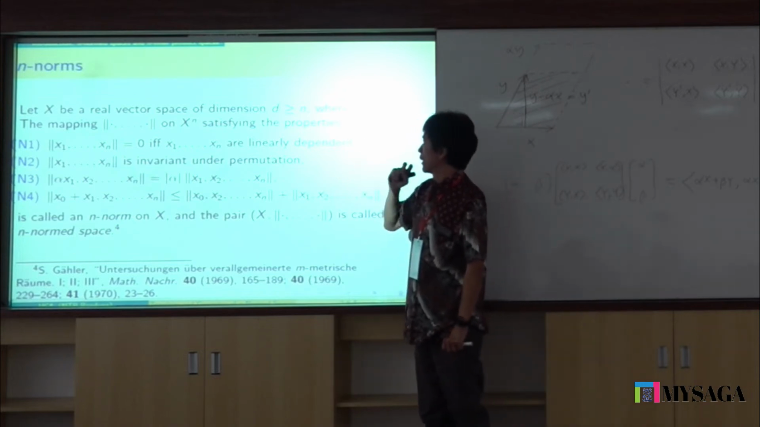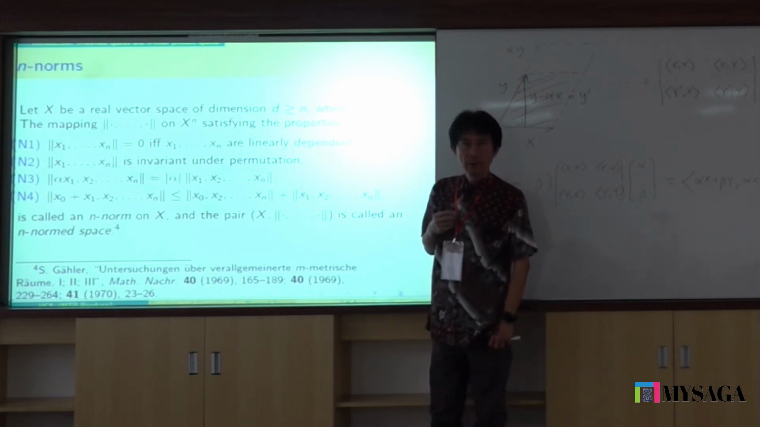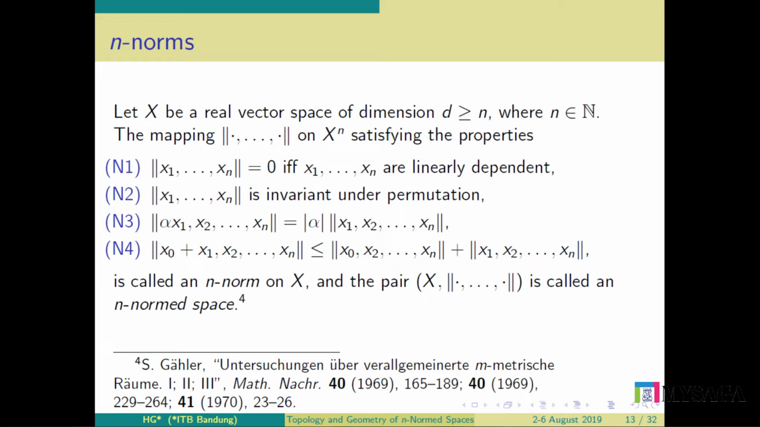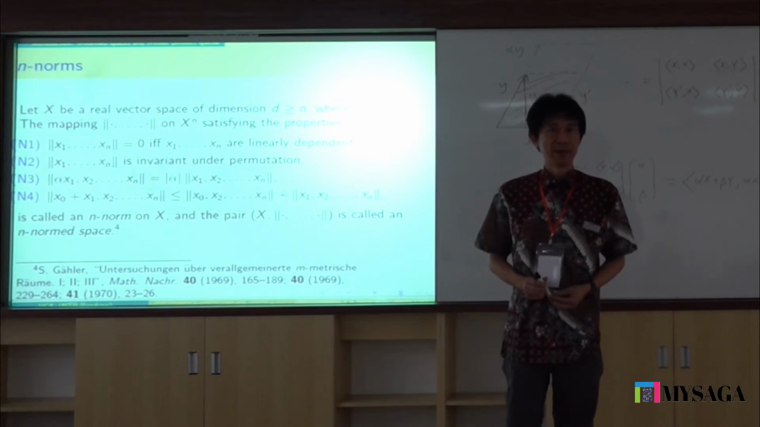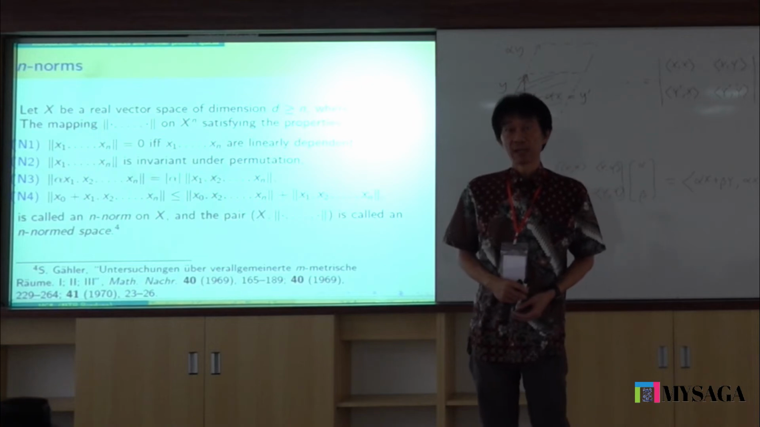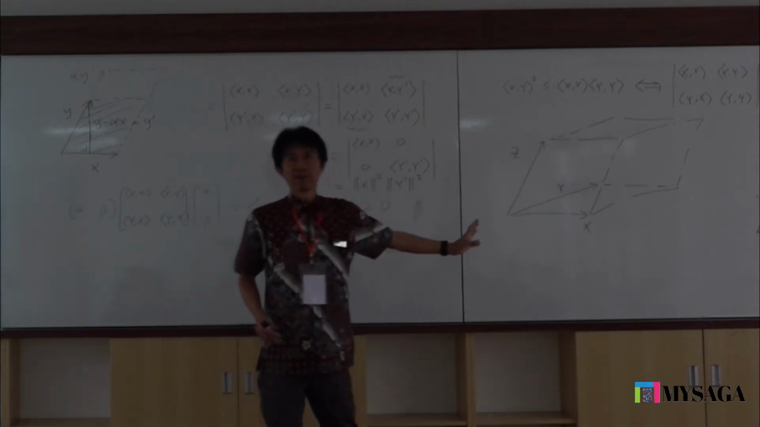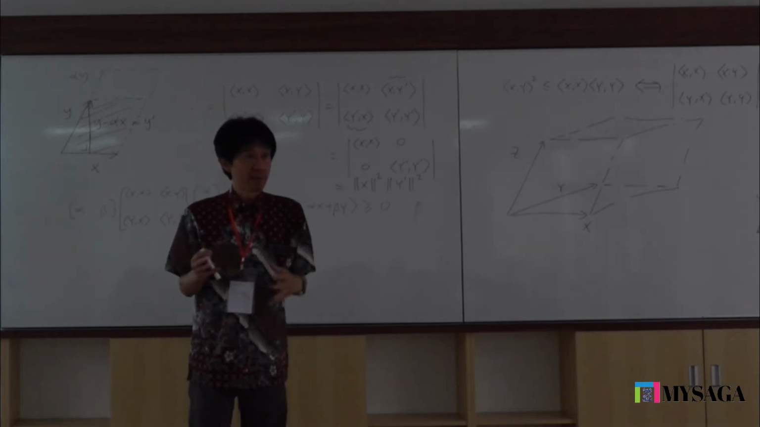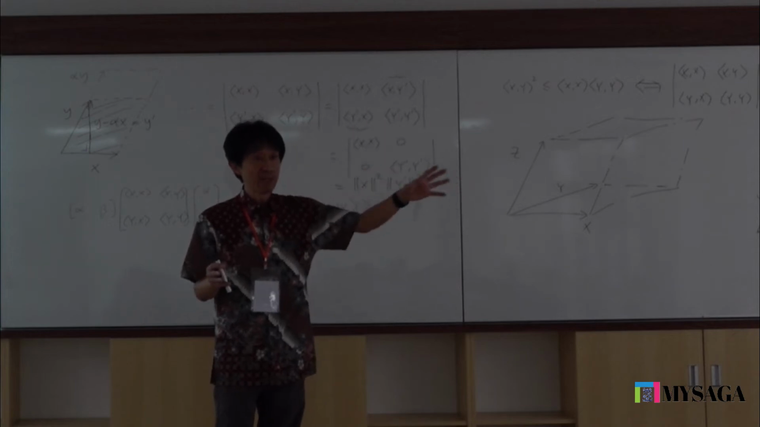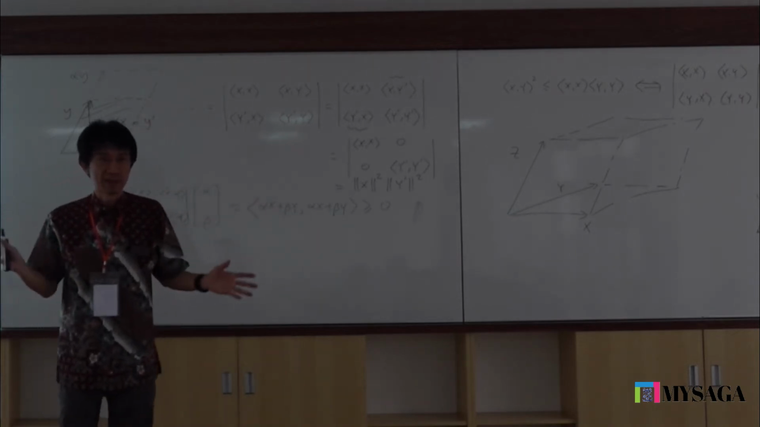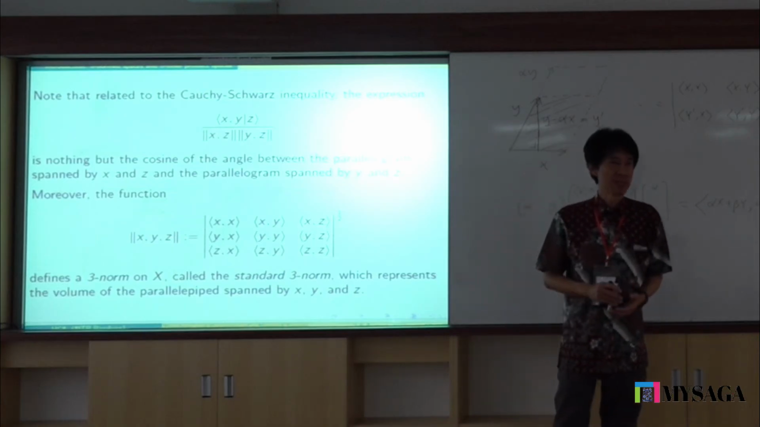So this mapping on X raised to the power of n, X times X n times, satisfies four properties. The first one says that the expression is equal to 0 if the vectors are linearly dependent. If the vectors are linearly dependent, then we don't have an n-dimensional thing, but something less. Something less in n-dimensional space has 0 volume, like a plane in 3-dimensional space has 0 volume, or a line in 3-dimensional space has 0 volume.